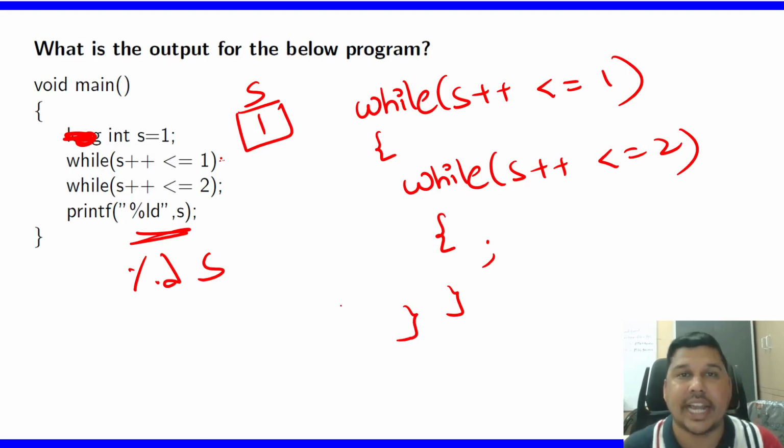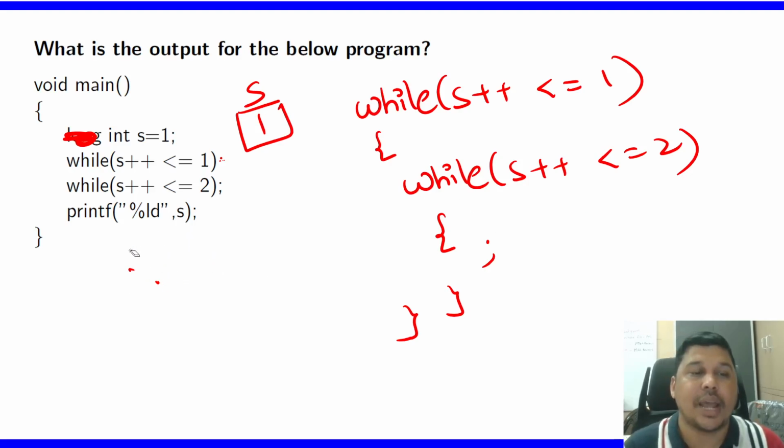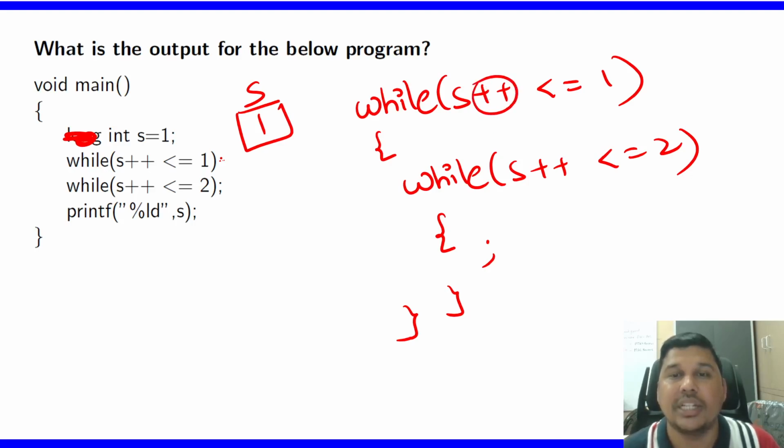LD is for long int actually, so we will take it as an integer. So it is printf percentile d, yes. Let's see how it executes. What happens here? So s plus plus, again, this is not a standalone statement, so definitely I have to do it later.